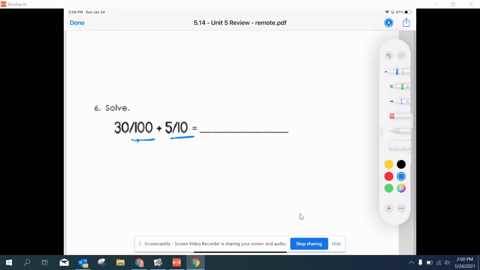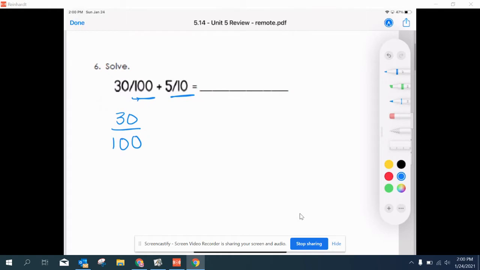So I have to decide if I can change them both to 100 or if I can change them both to 10. So let's look at it. I have 30 over 100. I'm going to rewrite it so it's easier for me to see it. And I'm going to rewrite my 5 over 10. I like mine vertically.